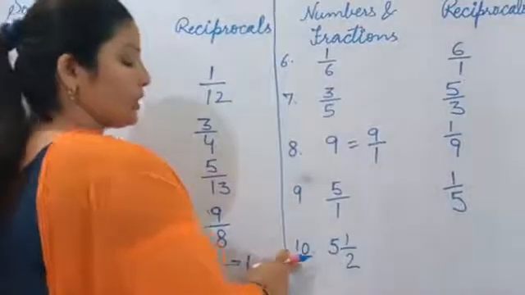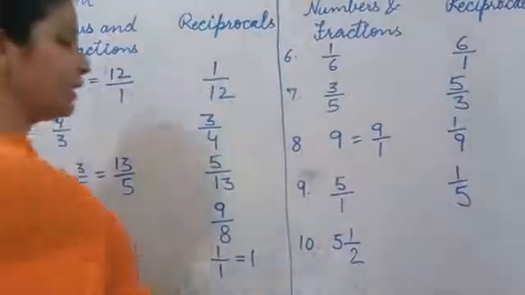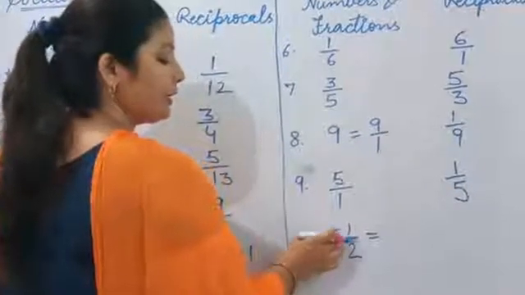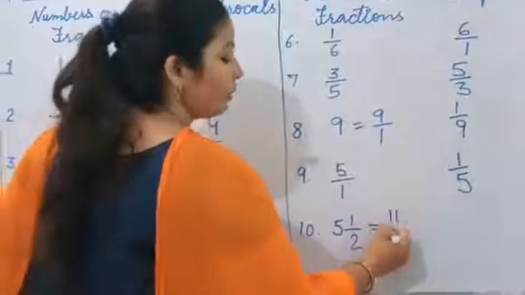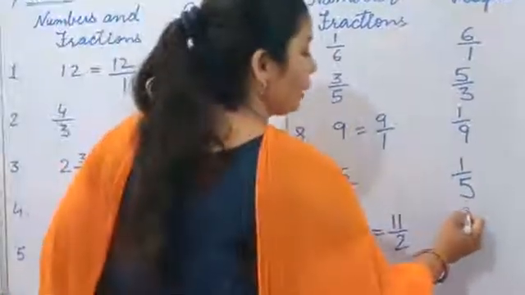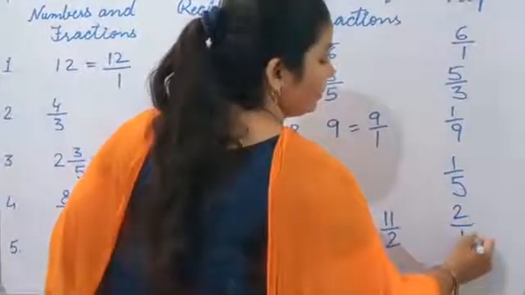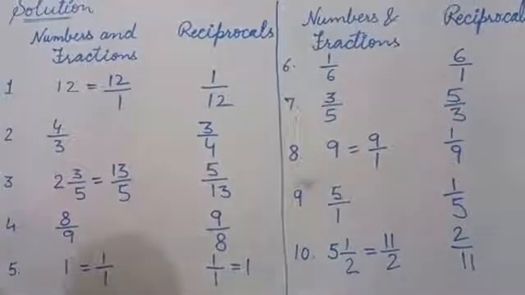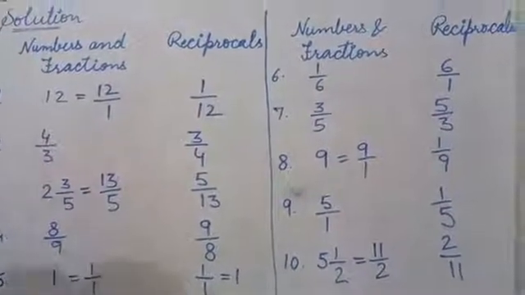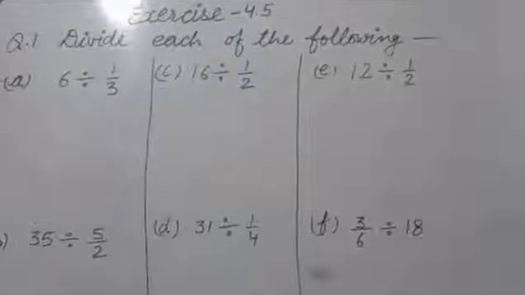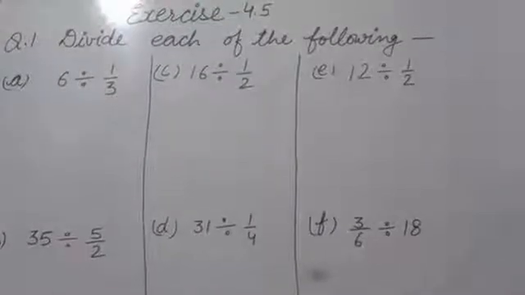Now next question 10. 5 whole 1 upon 2. So change it into improper. Mixed is there. So 2 fives are 10, 10 plus 1, 11 upon 2. So its reciprocal is 2 upon 11. So like this you have to find the reciprocal, and your exercise 4.4 is complete. Now we will do exercise 4.5. Question 1.